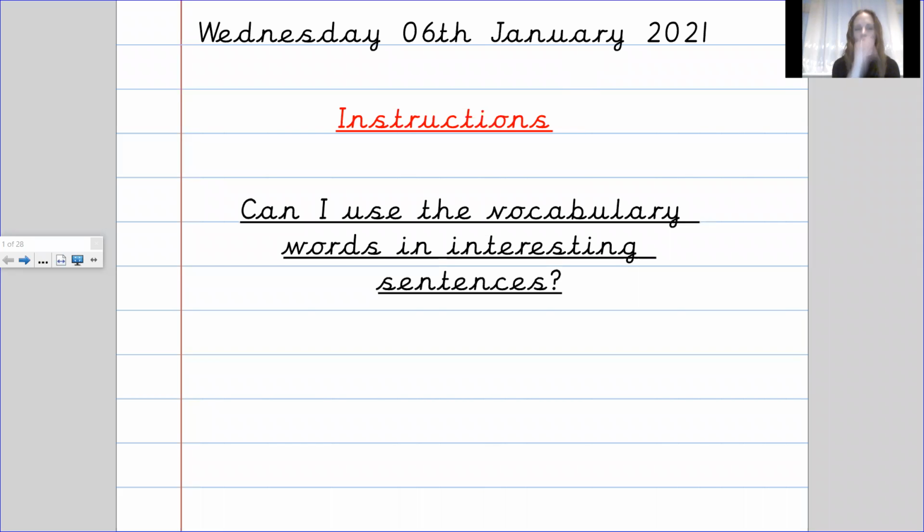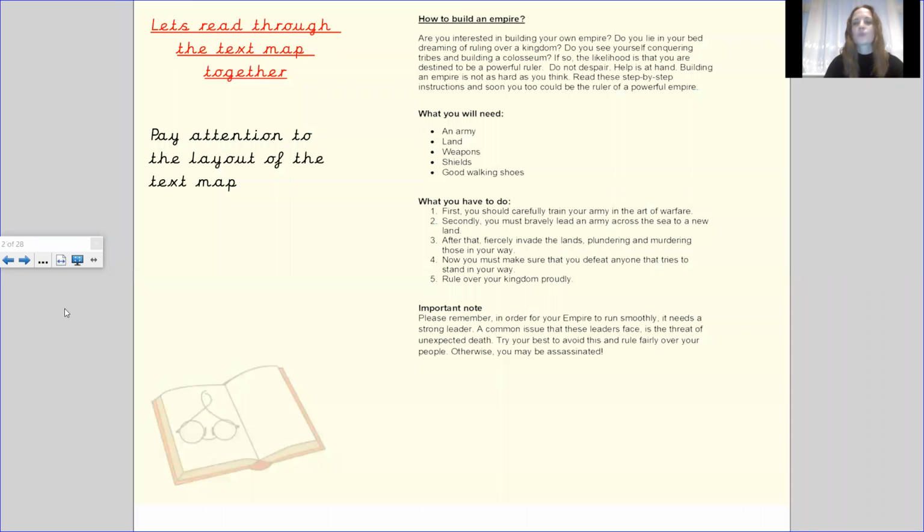As mentioned before, we are going to be looking at the vocabulary words that are in the text map that we're going to read through, and we are going to be using these in interesting sentences and making sure we understand what all the words mean. So let's read through our text map together.